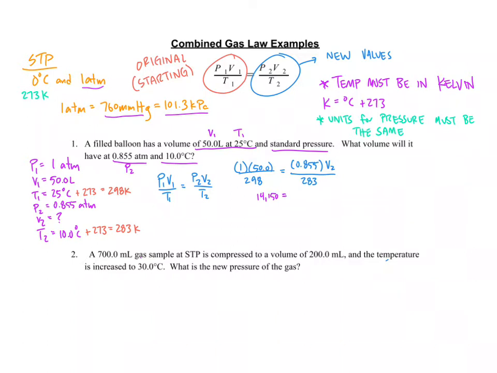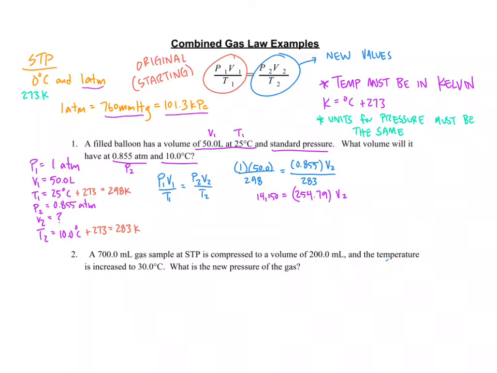Now I'm going to cross 298 times everything in the numerator on the other side. So 298 times 0.855 times V2. Well, I don't know the value of V2, so it's going to stay a V2, so I'm really just multiplying 298 times 0.855. When I multiply those two together, I get 254.79. And like I said, we don't know the value of V2 yet, so I'm going to leave it as V2.